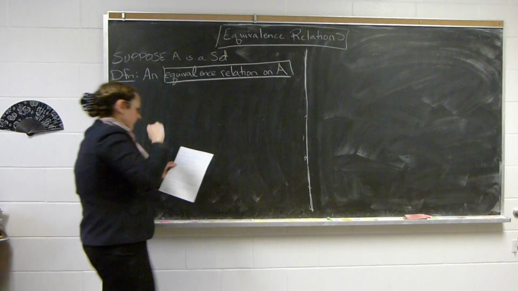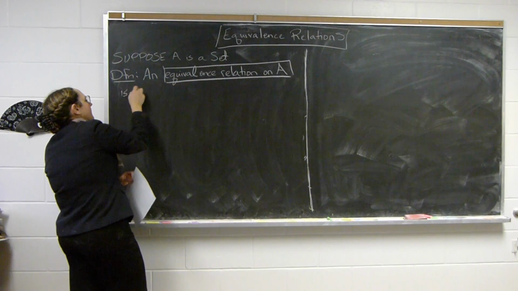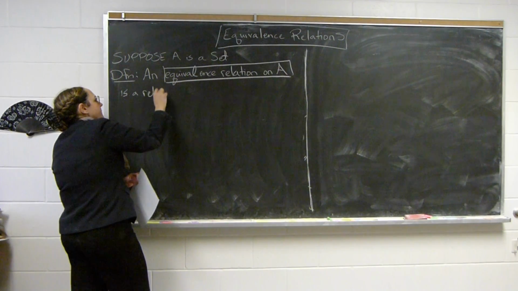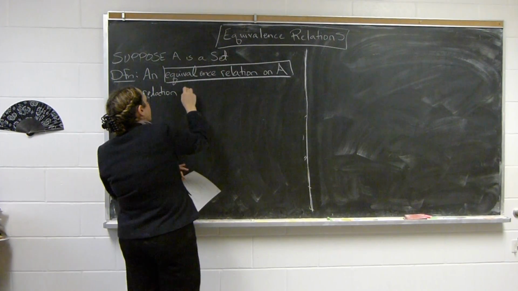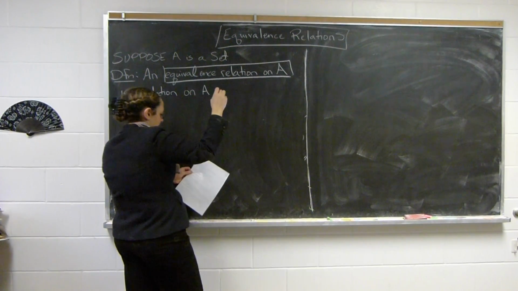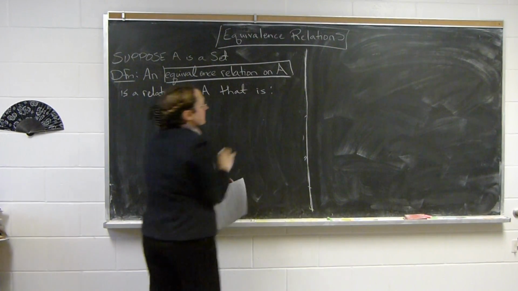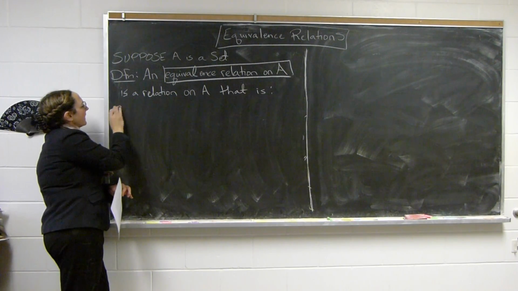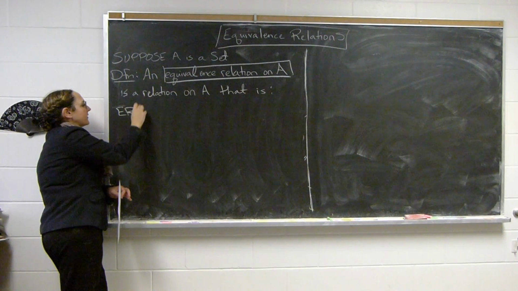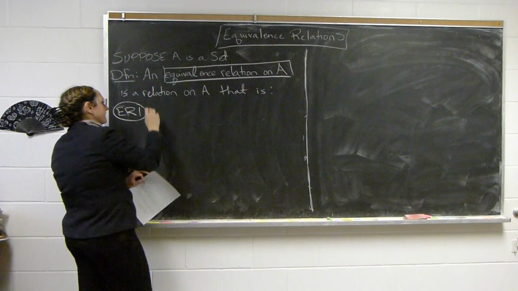So what kind of object is it? It's a relation on A. So some subset of the Cartesian product of A with itself. It's a relation on A that is, and now it's going to have three properties that make it work like equality. So the first one, I'm calling this ER1 for equivalence relation property 1. It must be reflexive.